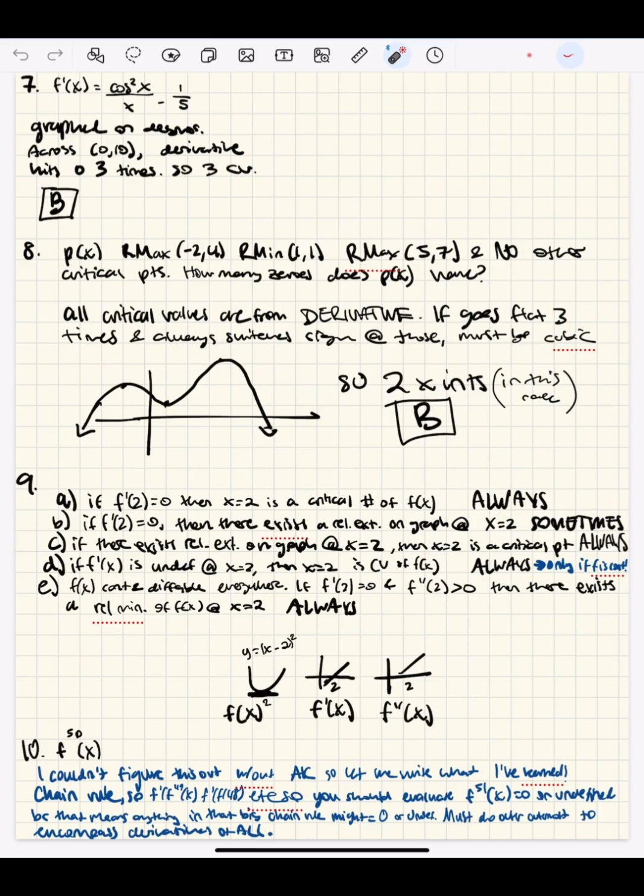So this one asks about a polynomial that has a maximum here and a relative minimum here and another maximum here. And the question says it has no other critical points. How many zeros does it have? So if it tells you that, you should probably graph those. So this is what happens when you graph them.